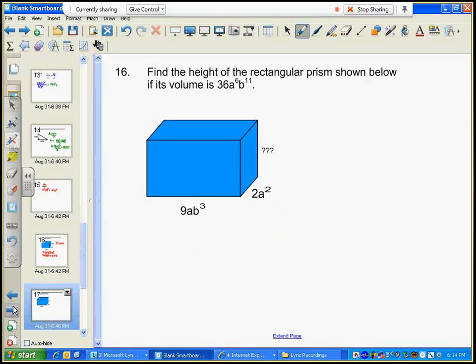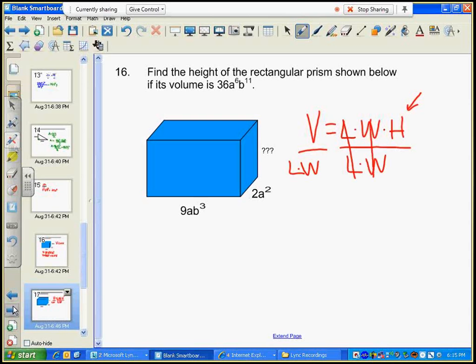I've got to find the height. And I know my volume, and I know my length, and I know my width. So I know my formula for volume is length times width times height, and I want to isolate my height. That's what I'm looking for. I've got everything else, so I'm going to divide both sides by my length and my width. And so my new formula is going to be my volume divided by my length times my width will give me my height. Let's set it up.